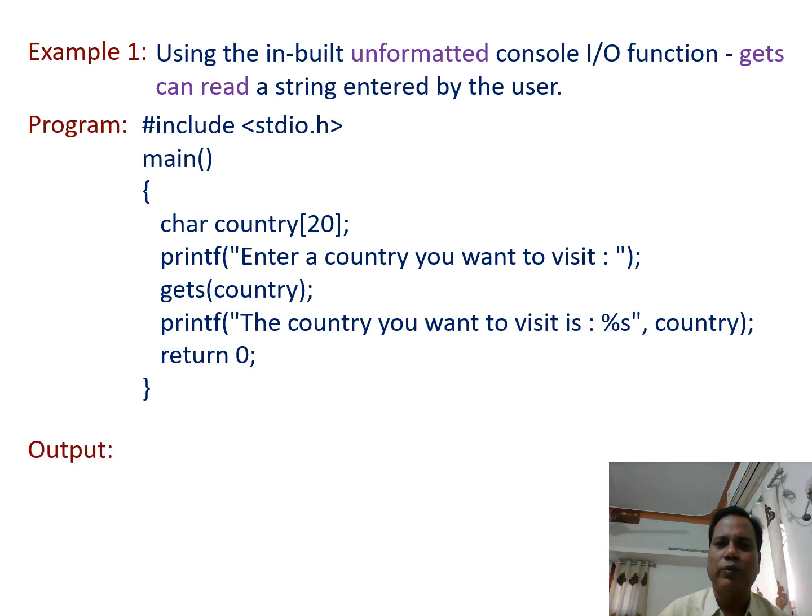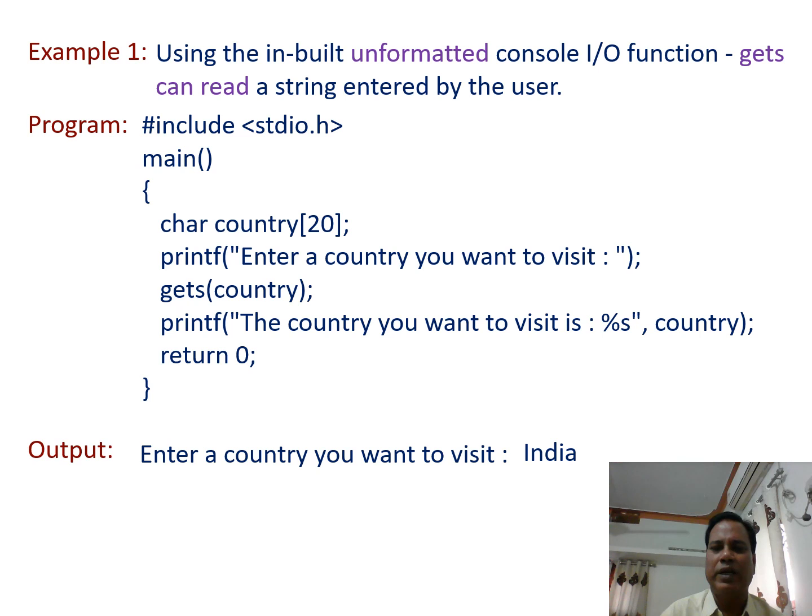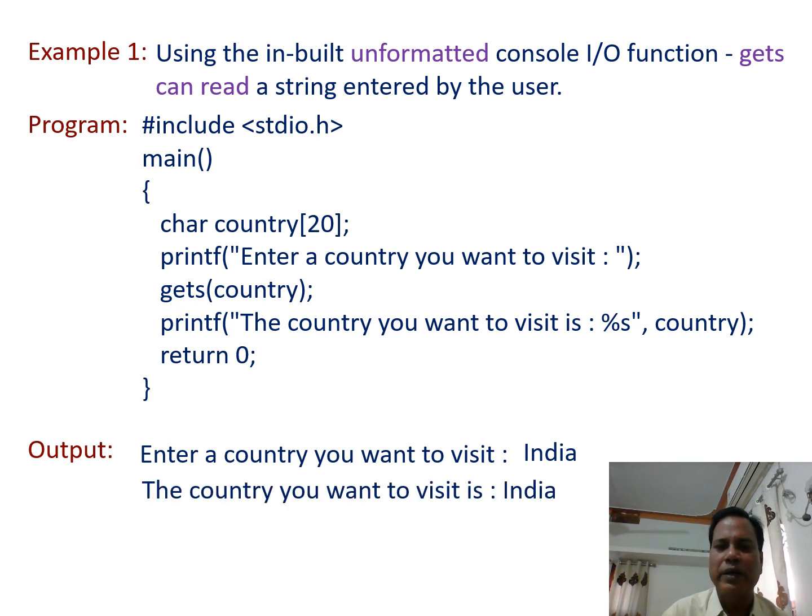So when we run the program, we see the output like this one. First: Enter a country you want to visit. So here you enter the name of the country. Suppose this name is India. After this we press the enter key. When the enter key is pressed, "The country you want to visit is India" gets printed. So in this way we see that a complete array of characters can be read by this function gets.